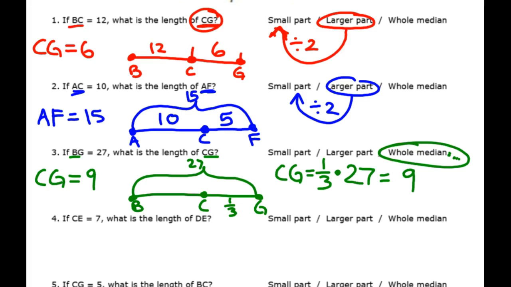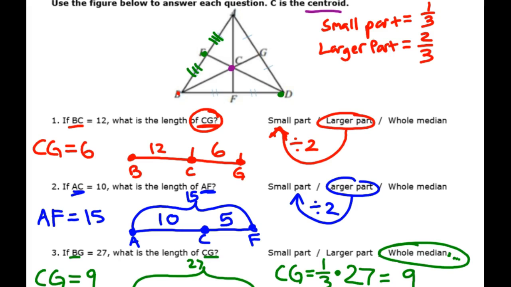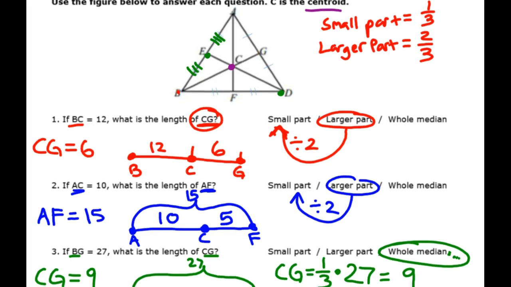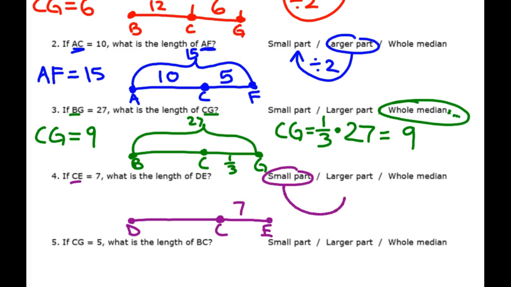If CE equals 7, okay, so I'm looking up here. All right. So that should be E right there, I believe. Yep. So DCE is my median. It gives me CE, and I'm looking right here, CE is the smaller part, right? So CE is 7.